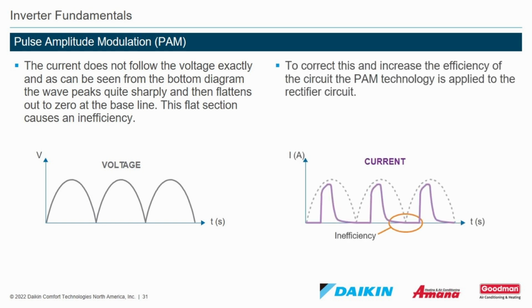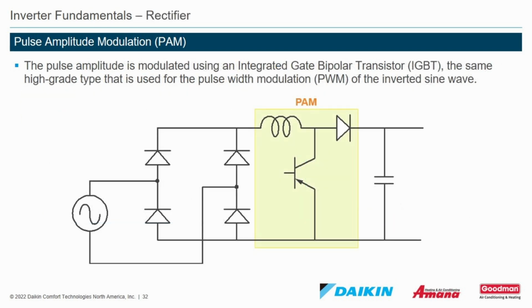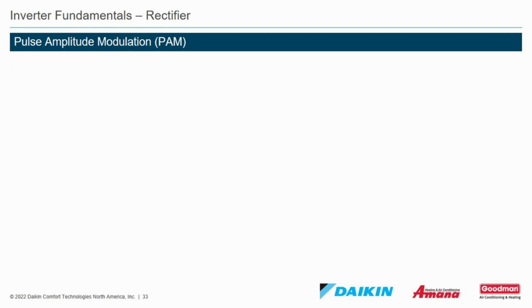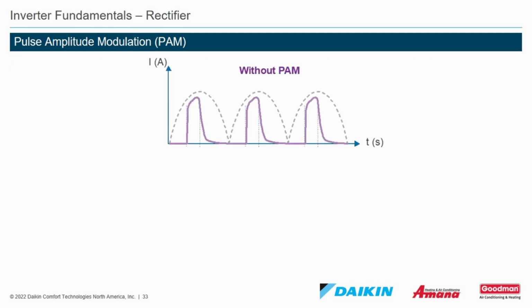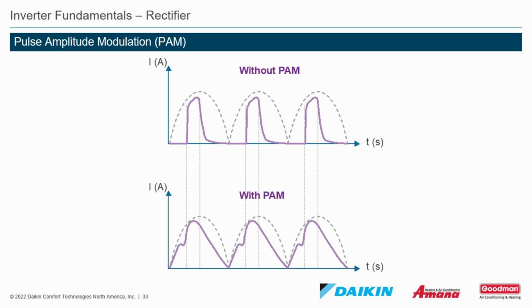To correct this and increase the efficiency of the circuit, the PAM technology is applied to the rectifier circuit. The pulse amplitude is modulated using an insulated gate bipolar transistor, or IGBT, the same high-grade type that is used in the pulse width modulation of the inverted sine wave. Here is an example of a sine wave without pulse amplitude modulation and a sine wave with pulse amplitude modulation.